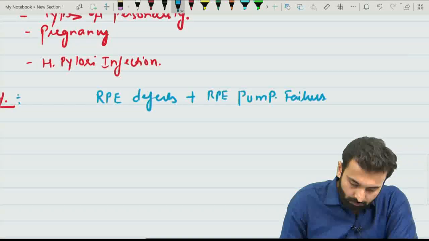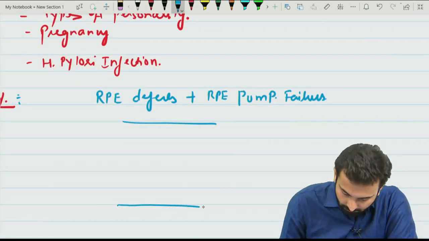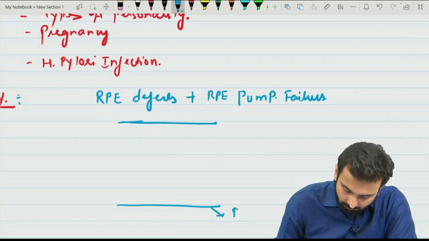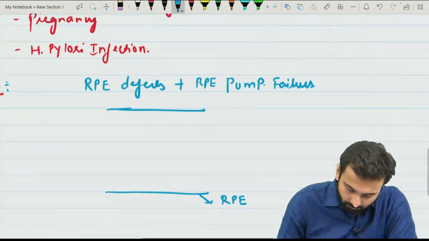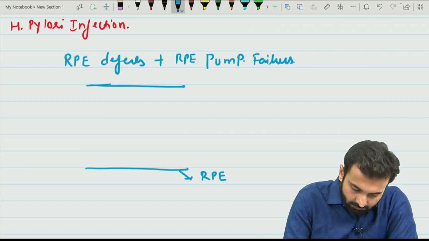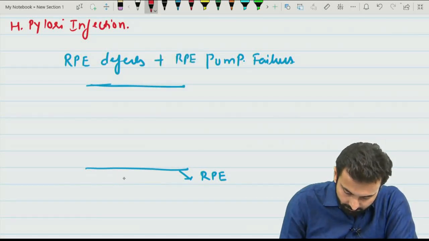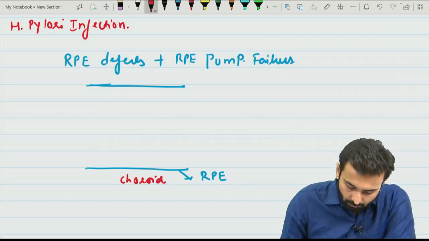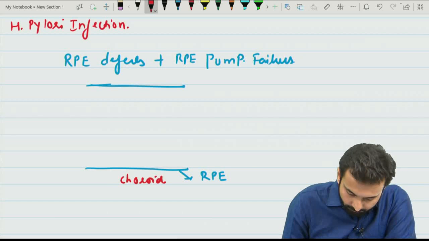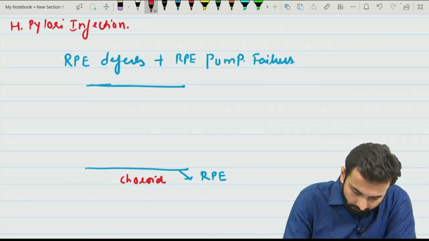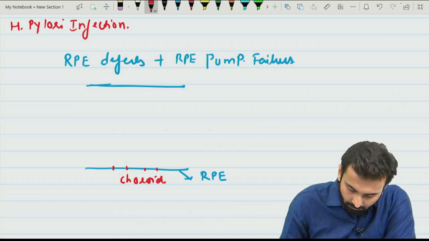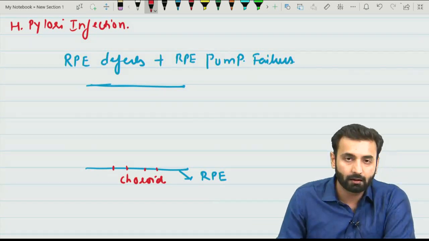Right? So suppose these are the 10 layers of retina, and this one is the outermost layer, which is the retinal pigment epithelium layer, right? Below this layer of RPE, which layer is present? There is the choroid. Choroid contains choriocapillaries, right? So in CSR, RPE defects develop. Defects occur through the RPE, and there is RPE pump failure, right?